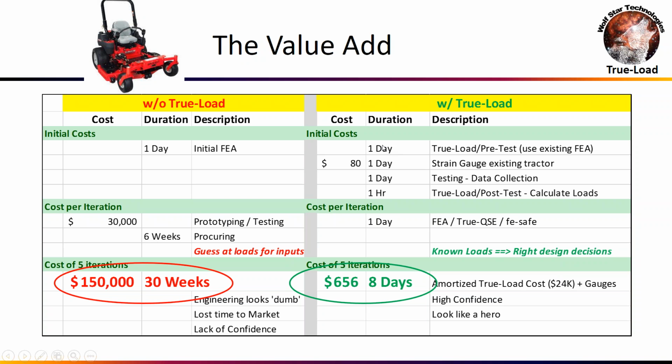And with TrueLoad, we bought some strain gauges, we instrumented things up, and it took us less than $1,000 of amortized cost and 8 days of time. And we actually got the solution that works, and we're able to do it right the first time. So this is what you can get when you can understand the loading. You can understand how to design your part right.